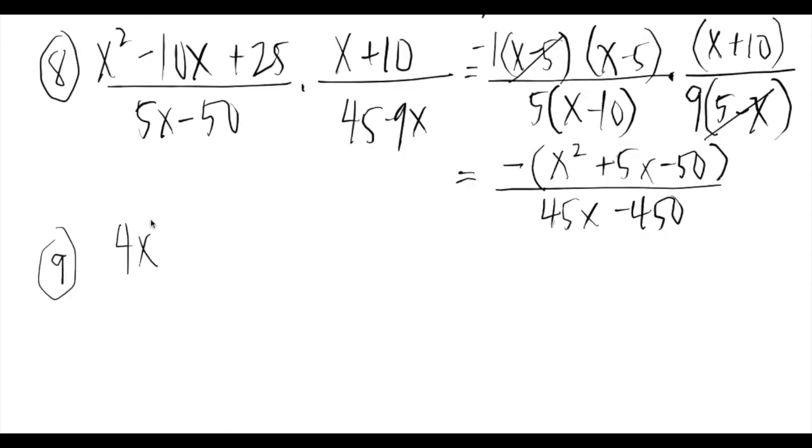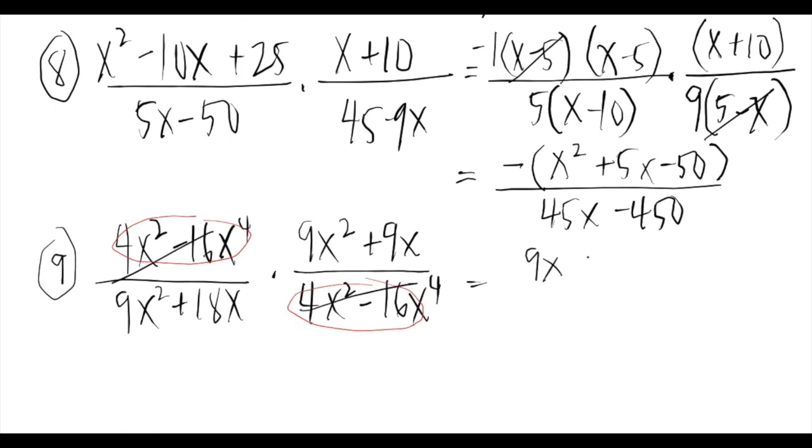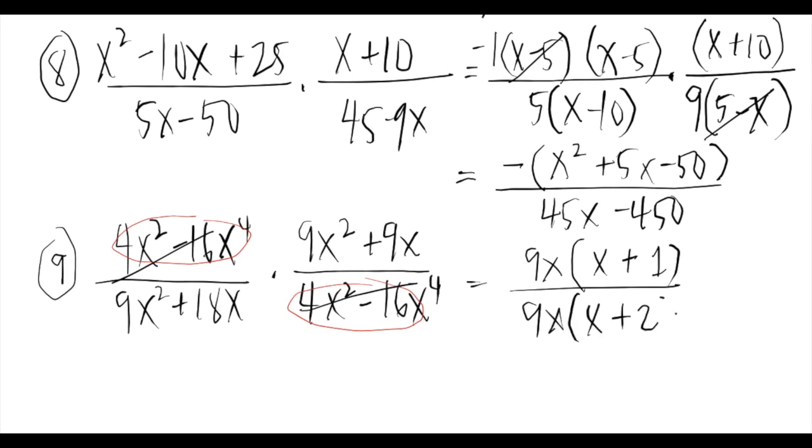Number 9. 4x squared minus 16x raised to 4 over 9x squared plus 18x times 9x squared plus 9x over 4x squared minus 16x raised to 4. Bago nyo i-factor out, pareho lang silang dalawa. So, you can already cancel these two out. Ito, factor out natin yung 9x. That would be x plus 1 over, factor out yung 9x, may iwan with x plus 2. Cancel yung 9x. Ang sagot natin for number 9 is x plus 1 over x plus 2.